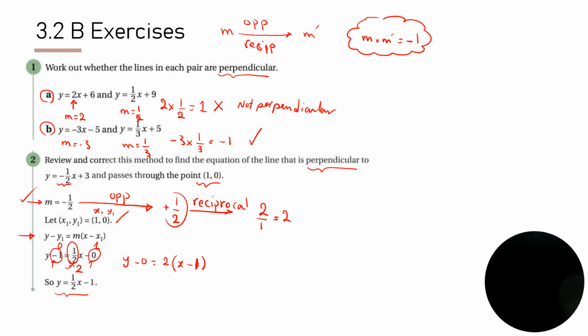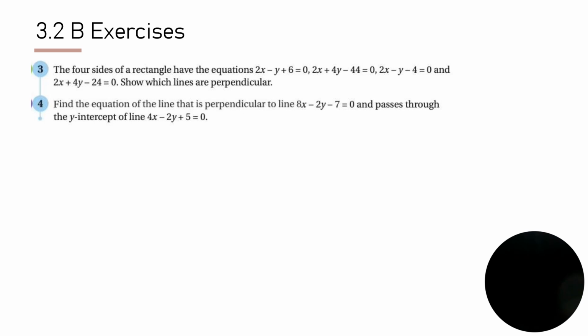Okay, and then y minus 0 is just y. Distribute this 2. It will be 2x minus 2. And that's the correct answer. Next slide is about question 3 and 4.